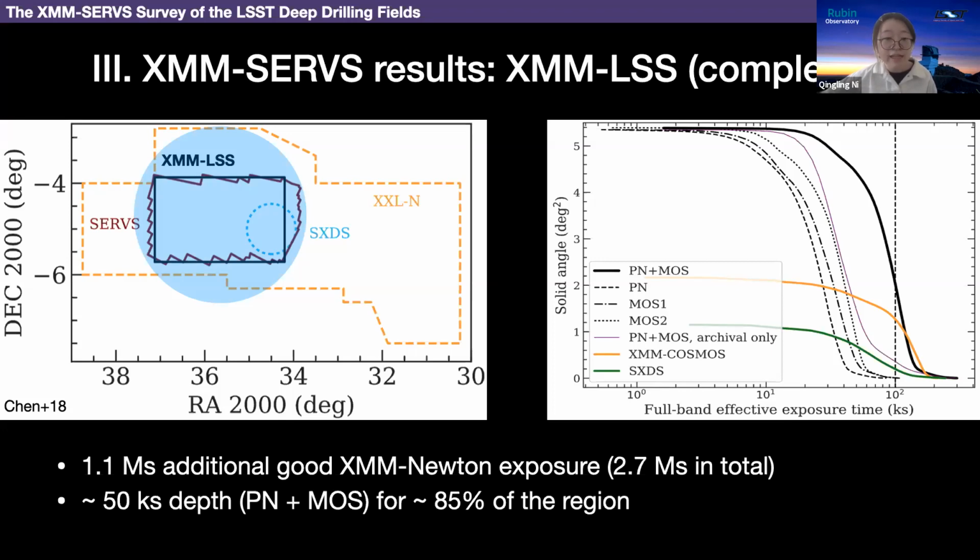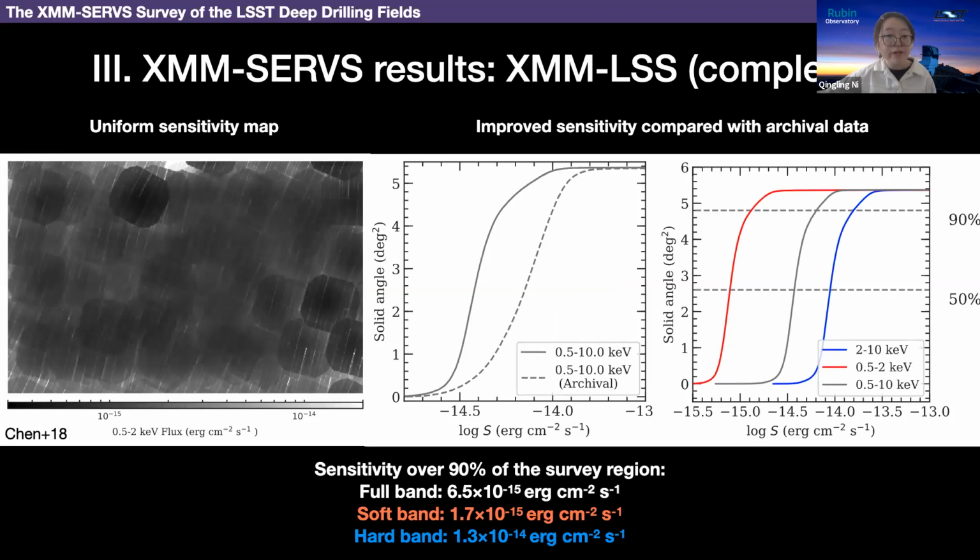I also roughly plot the LSST footprint as this blue shaded circle, so you can see the relative alignment of the XMM-SERVS footprint with the LSST deep drilling field. By design, we reach a very uniform sensitivity across the survey region, and this sensitivity is certainly improved compared with archival data only, shown as the dashed curve here, while our current sensitivity curve is the solid line. I also listed the sensitivity numbers here for future reference.